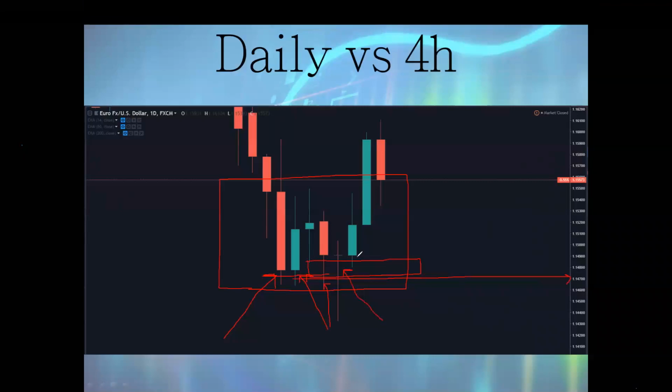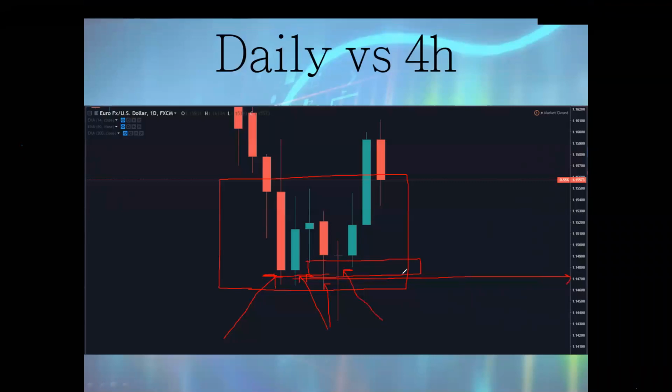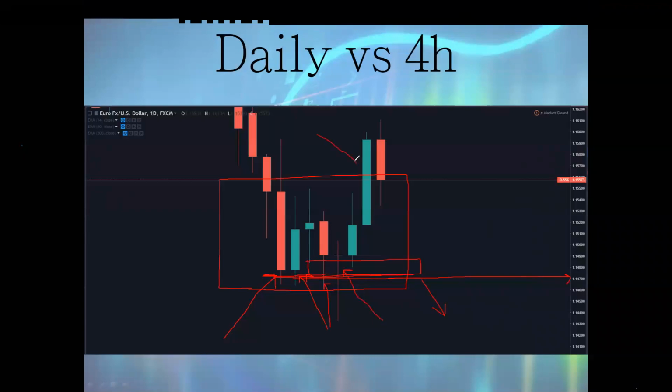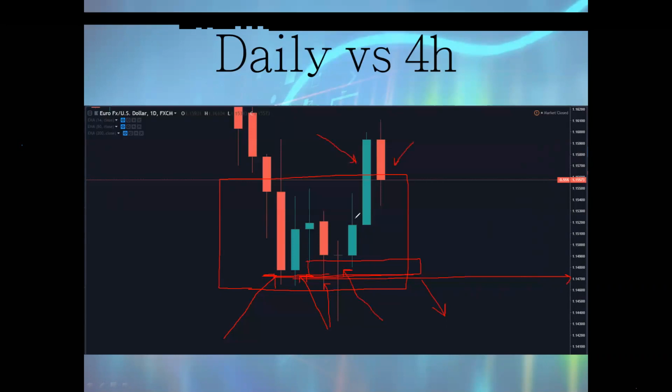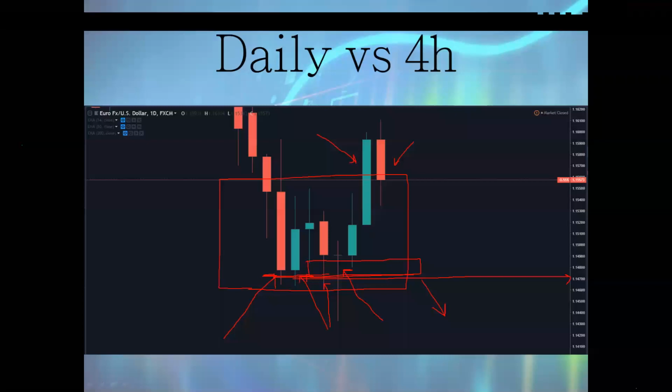It created this support. So once support is created, once the daily candle couldn't break down, what's going to happen? It's going to break up, right? So you see it broke up here, and then it started to range a bit. Now we're going to look at it on the smaller time frame, the 4 hour, because on the 4 hour you will see more of the market structure.